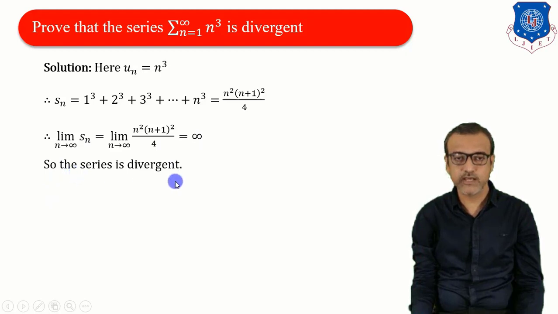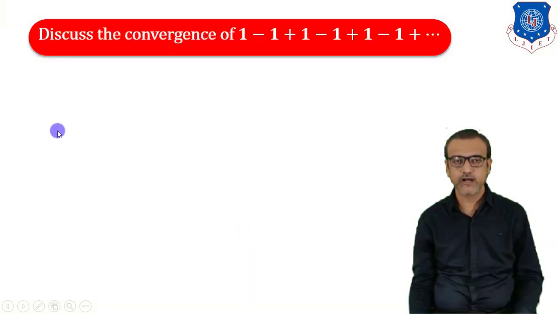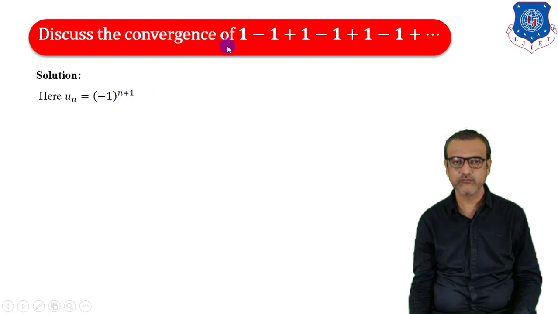Okay, now we have to discuss the convergence of 1 minus 1 plus 1 minus 1 plus 1 minus 1 and so on. So here un is minus 1 raised to n plus 1. For n equals to 1 you will get minus 1 square and that is equals to plus 1. For n equals to 2 you will get minus 1 raised to 3 and that is minus 1.